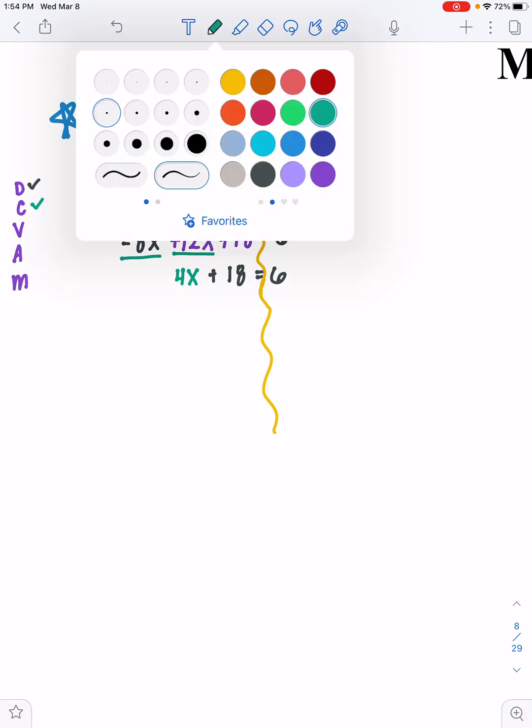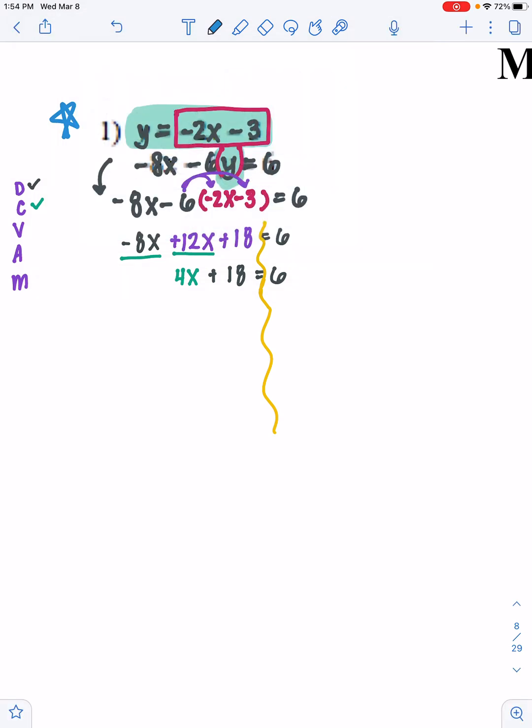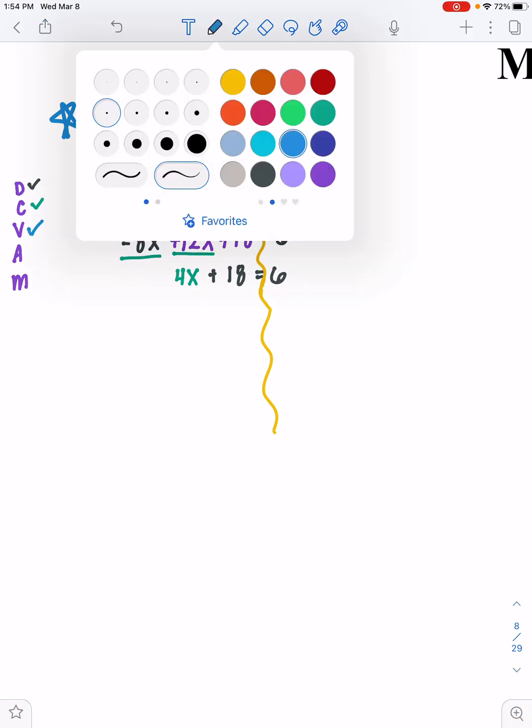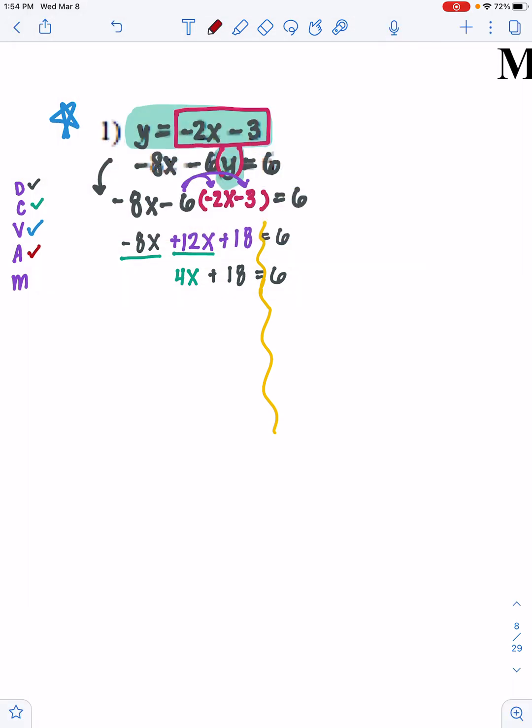V stands for Veronica, which also means all our variables should be on the left side of our equation. So let's take a look at the right side. There are no variables there. We are good. A stands for add or subtract your constant to the right side. So we're going to minus 18 so we can get it to the other side of the equal sign and bring everything down. 4x equals 6 minus 18, or 6 plus negative 18 gives us negative 12.